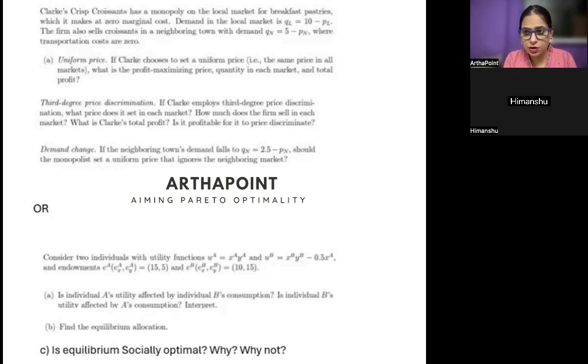This is a very, very common kind of question that comes in exam. First degree, second degree, and third degree. Within second degree, remember two-part tariff when we talk about single consumer, in which case you will charge entire consumer surplus, and also two consumers, in which case you cannot charge consumer surplus because they have different consumer surplus. So try to do one question on that also. Two-part tariff with two consumers.